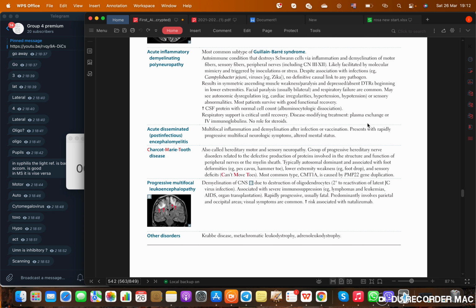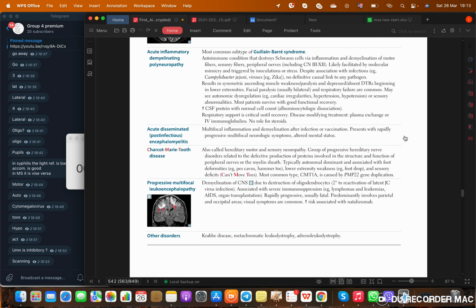Acute inflammatory demyelinating polyneuropathy. Wow, that's a long name. It's also known as Guillain-Barré syndrome. It's an autoimmune condition in which we have destruction of the Schwann cells. So basically, remember how we said in MS, multiple sclerosis, we only had affection of the CNS. In acute inflammatory demyelinating polyneuropathy, also known as Guillain-Barré syndrome, the problem is going to be solely in the PNS. So it's due to a destruction of the Schwann cells via inflammation and demyelination of the motor fibers, sensory fibers, and peripheral nerves.